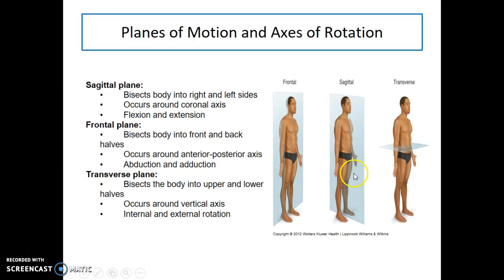The transverse plane, the last plane of movement, is where rotational movements start. The axis is called the vertical axis, and internal and external rotation, circumduction, movements that are circular or rotating in nature follow along that transverse plane.